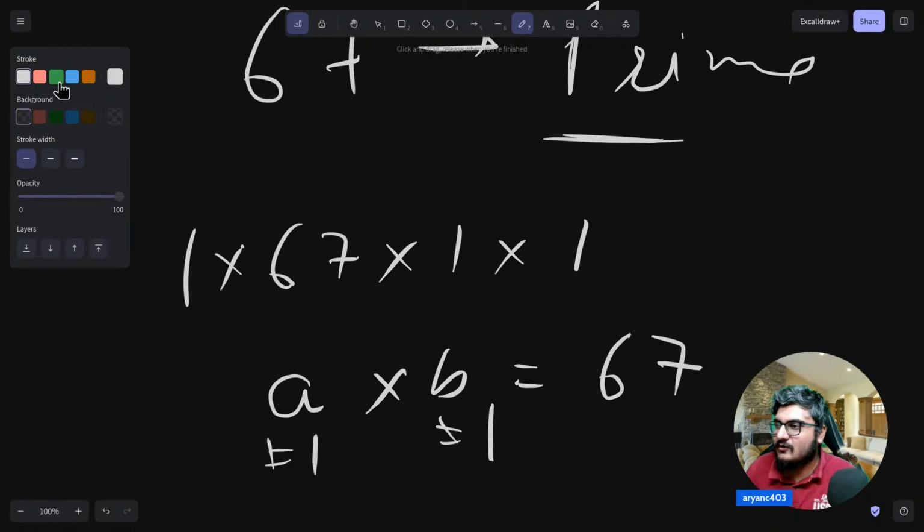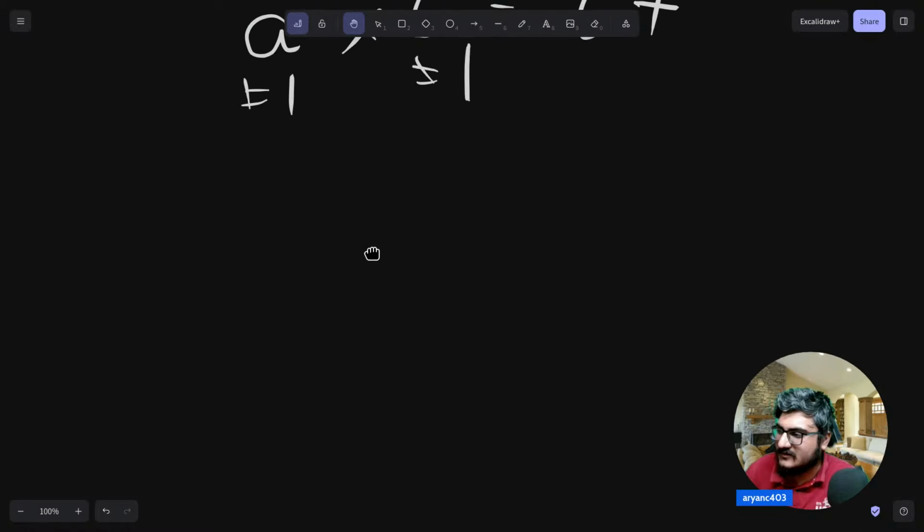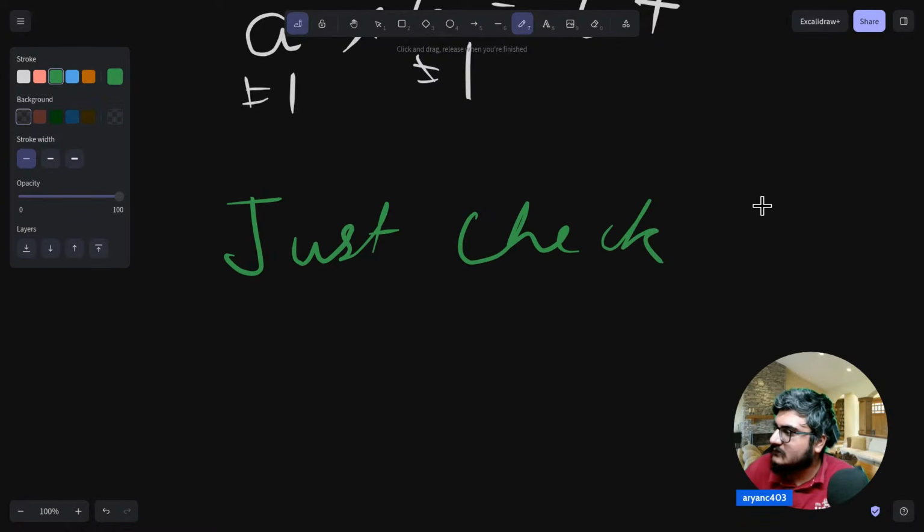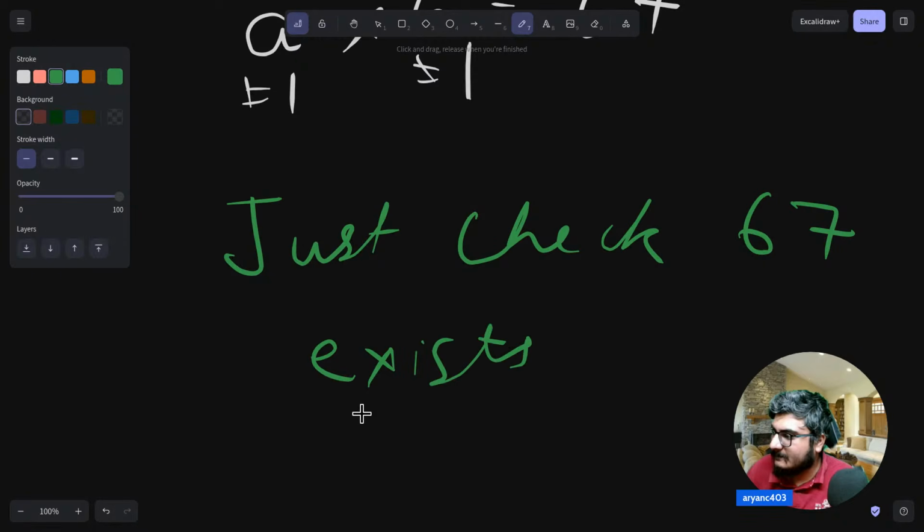Now you can notice that checking 1 into 67 into 1 into 1 is as good as just checking 1 into 67 into 1. So the problem boils down to just checking if 67 exists in the array or not. And that was problem A.